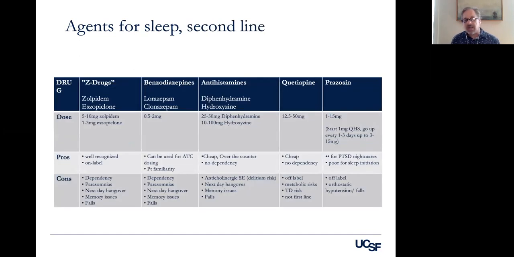Okay, so second line meds, this is including what we call Z drugs, so things like eszopiclone and zolpidem, they're often referred to as Z drugs. These are GABA receptor agonists. They cause increased activity at GABA, which is an inhibitory neurotransmitter system. Zolpidem typically is dosed 5 to 10 milligrams, eszopiclone 1 to 3 milligrams. A lot of people have heard of these, they're familiar with them.